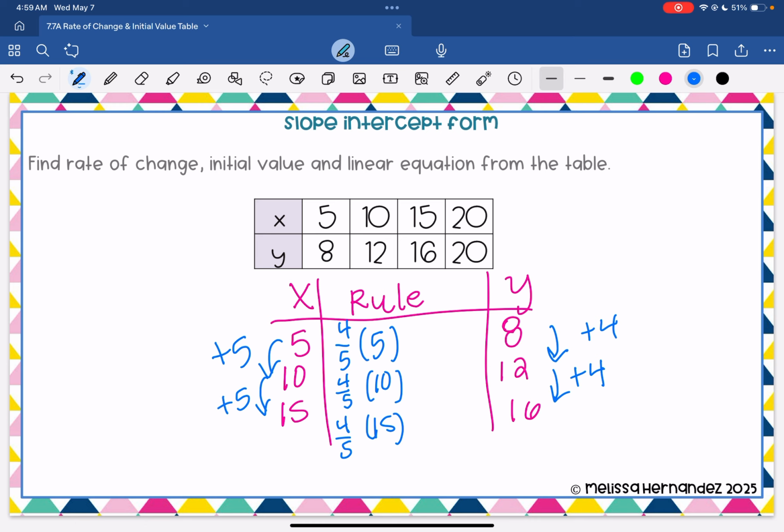Now, 4/5 times 5, that is 20 over 5, which is 4. 4 doesn't equal 8 unless I add 4. 4/5 times 10 is 40, divided by 5 is 8. 8 doesn't equal 12 unless I add 4 to it. 4/5 times 15, that gives me 12. 12 doesn't equal 16, so that's plus 4. So now I have my rule or my linear equation in slope-intercept form is 4/5 x plus 4.